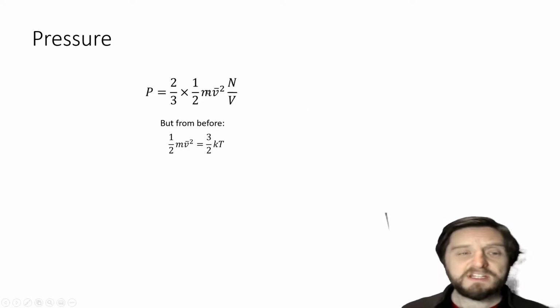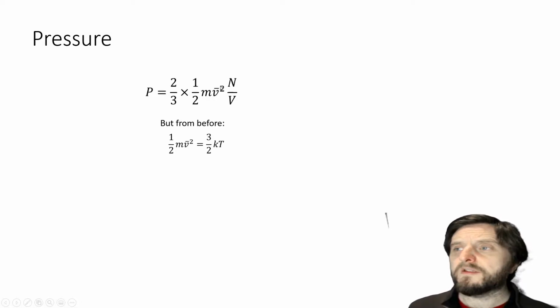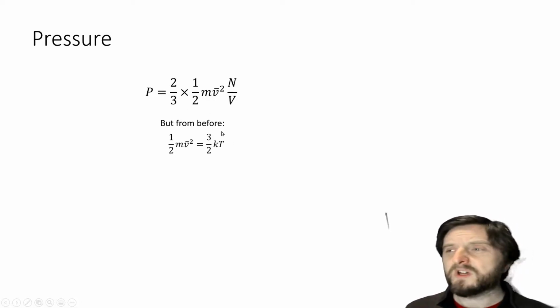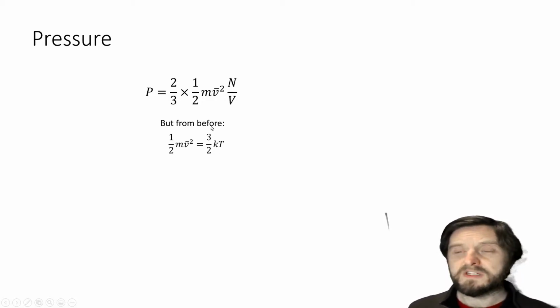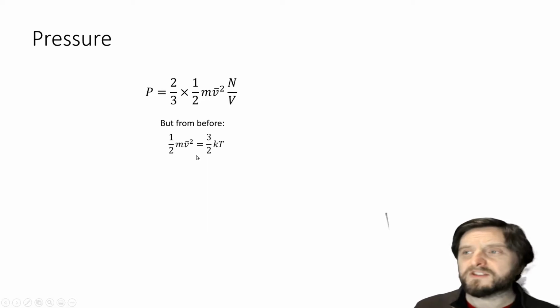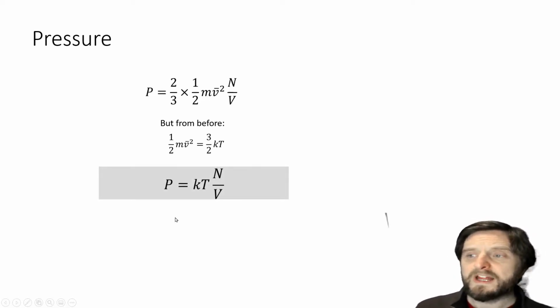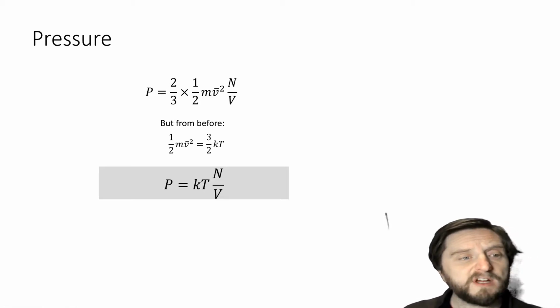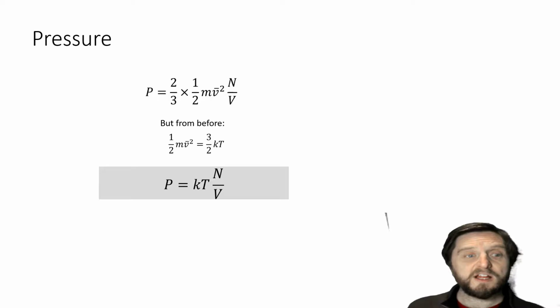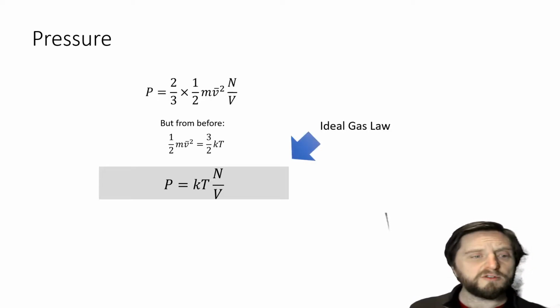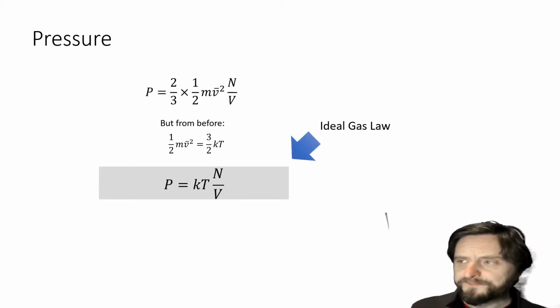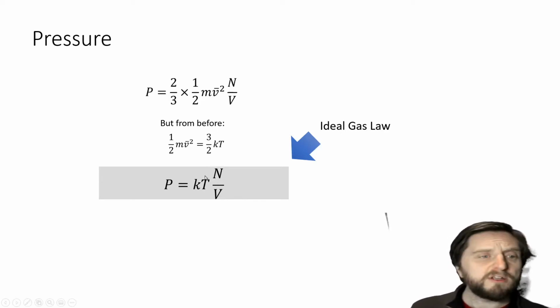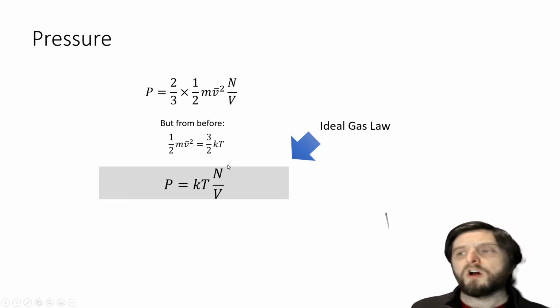So if we plug this in here, we're going to replace this kinetic energy, 1/2 mv squared, with the 3/2 kT. And hopefully you can see the 2/3 I have here is going to cancel with this 3/2. That's why I didn't cancel them out before. So what I get is this equation: P equals kT n over V, which if you've done any chemistry, for example, is likely to be very familiar to you. This is called the ideal gas law, and it relates the volume, temperature, and pressure of a fixed number of gas molecules together.